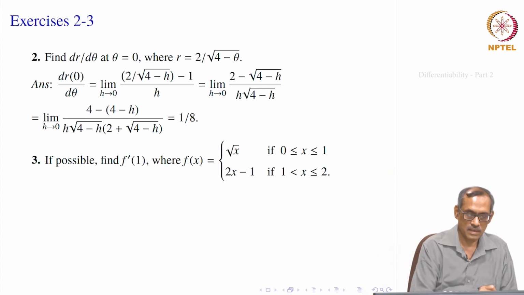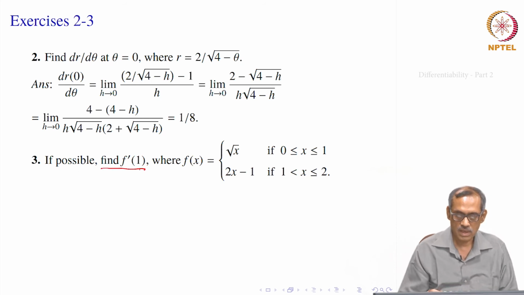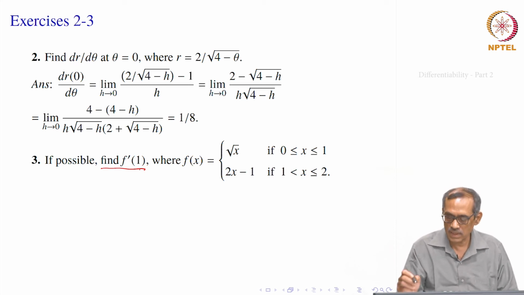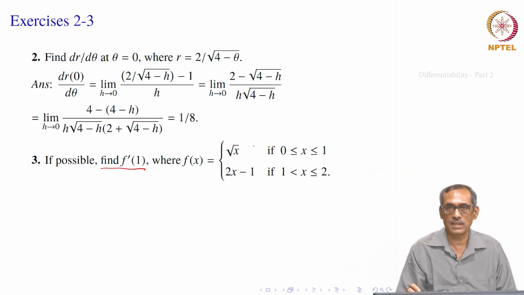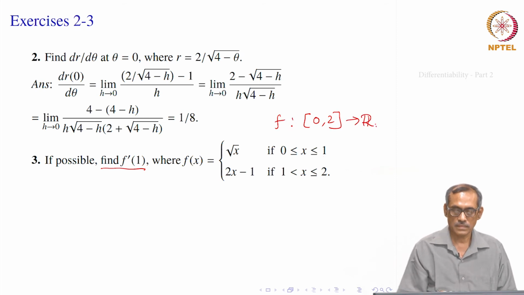That is fine. So, let us go to the next problem. Here we want to find out, if possible, the derivative of this function at x equal to 1, where the function is given as, from 0 to 1, square root of x, and from 1 to 2, 2x minus 1. 1 is included in the first one, the square root. So, the domain of definition of the function is 0 to 2. f is a function from 0 to 2 to R, given this way.